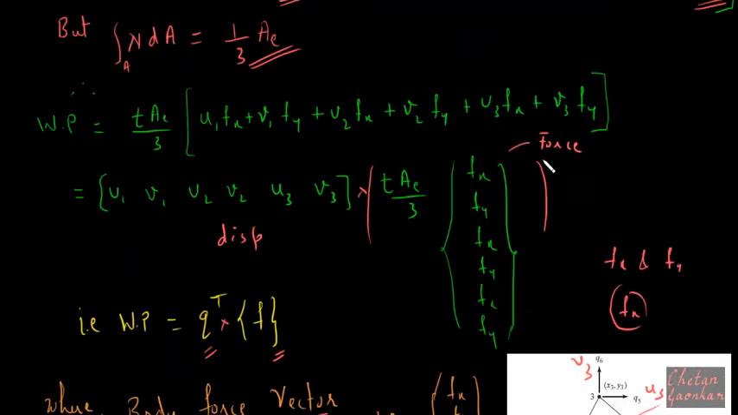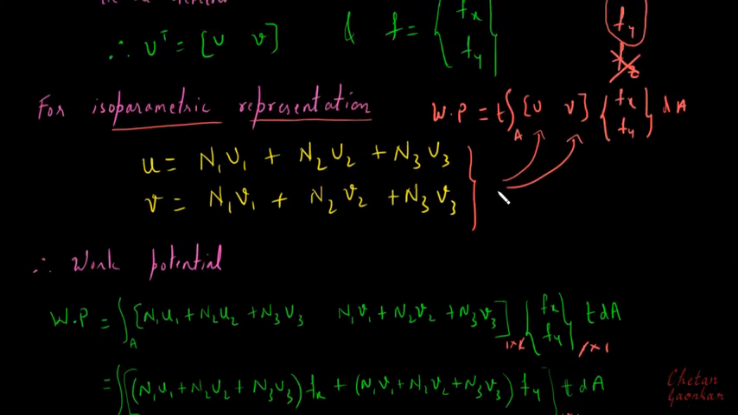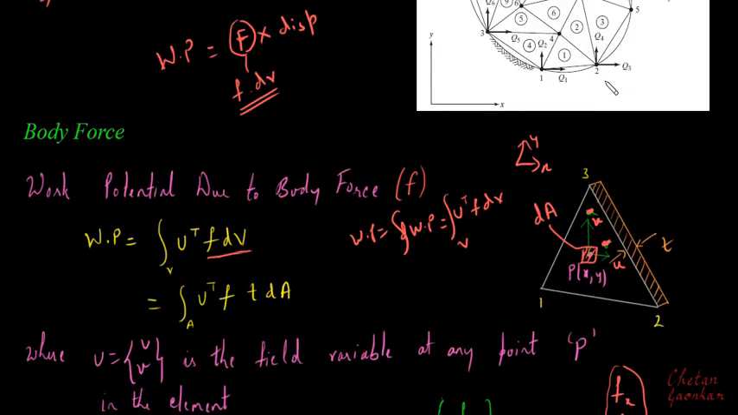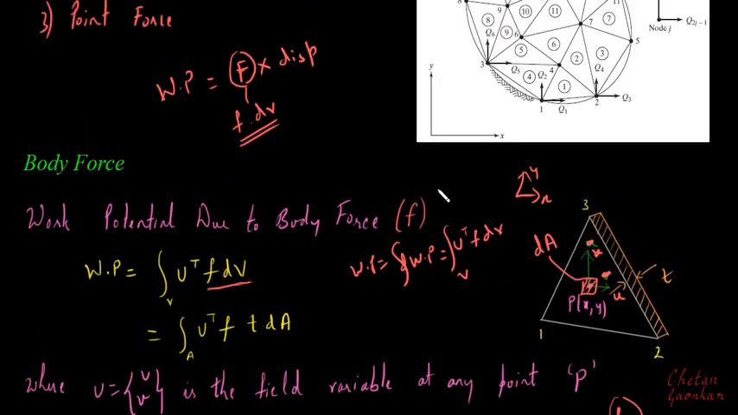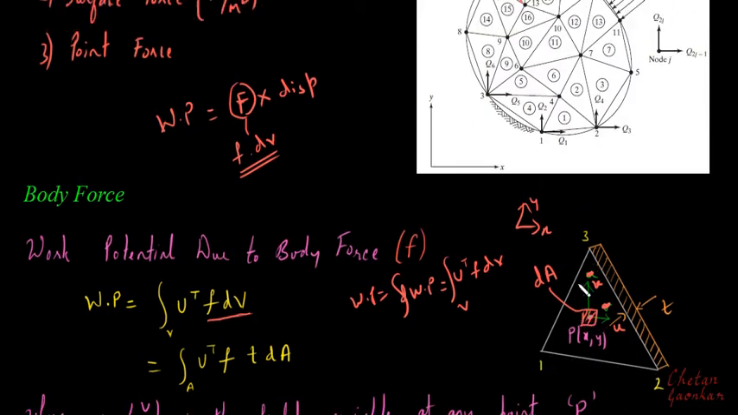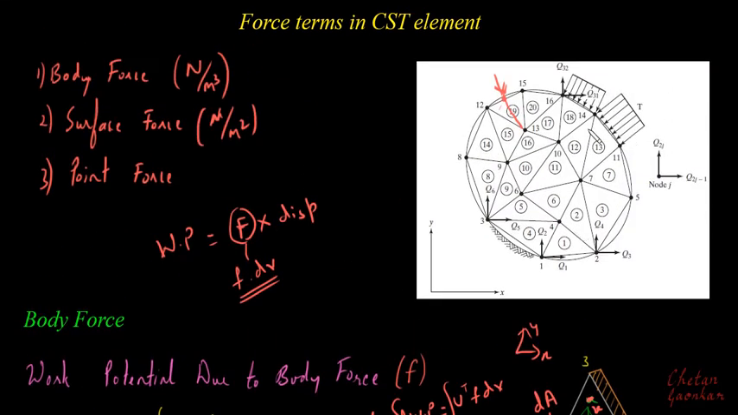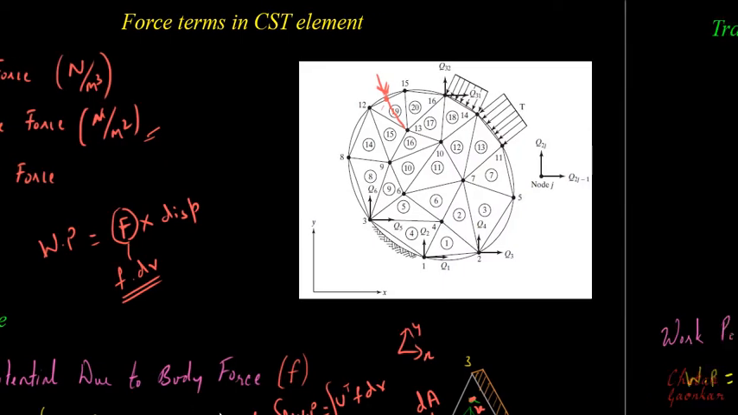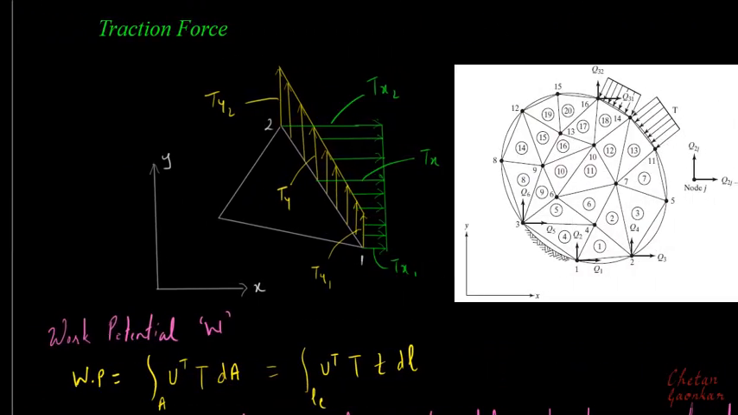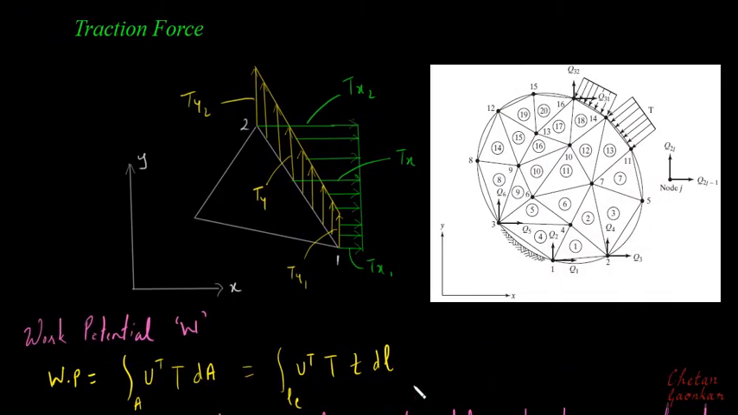So this was all about the case of body force, or when the body is subjected to body force, how to distribute it at the nodes. And then there is one more very important case, that is of the surface force. What happens when a body is subjected to a surface force, or the traction? This is what we'll be looking at next, that is what happens when the body is subjected to traction.